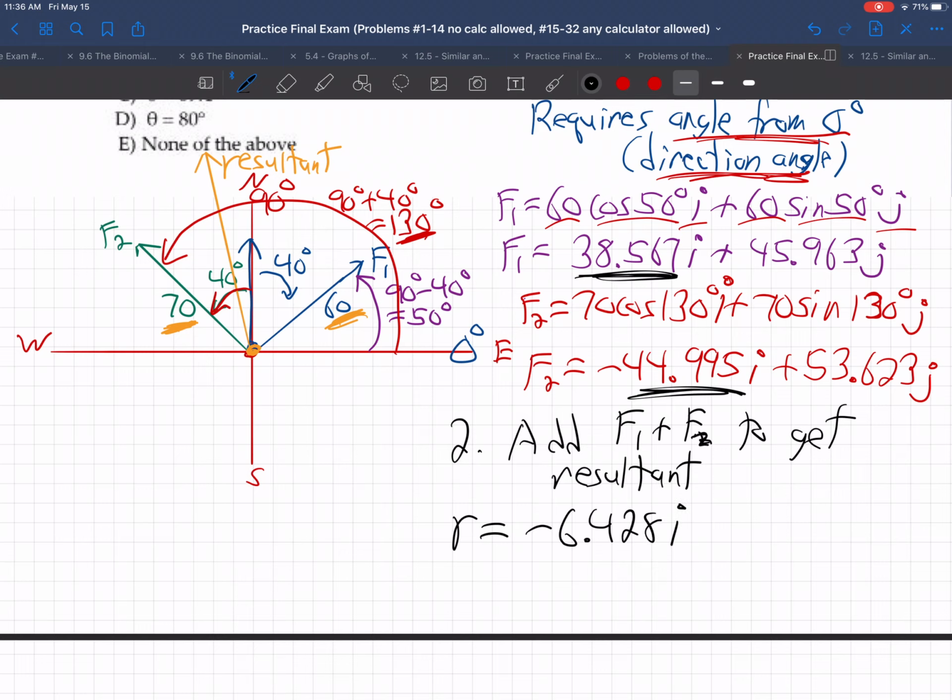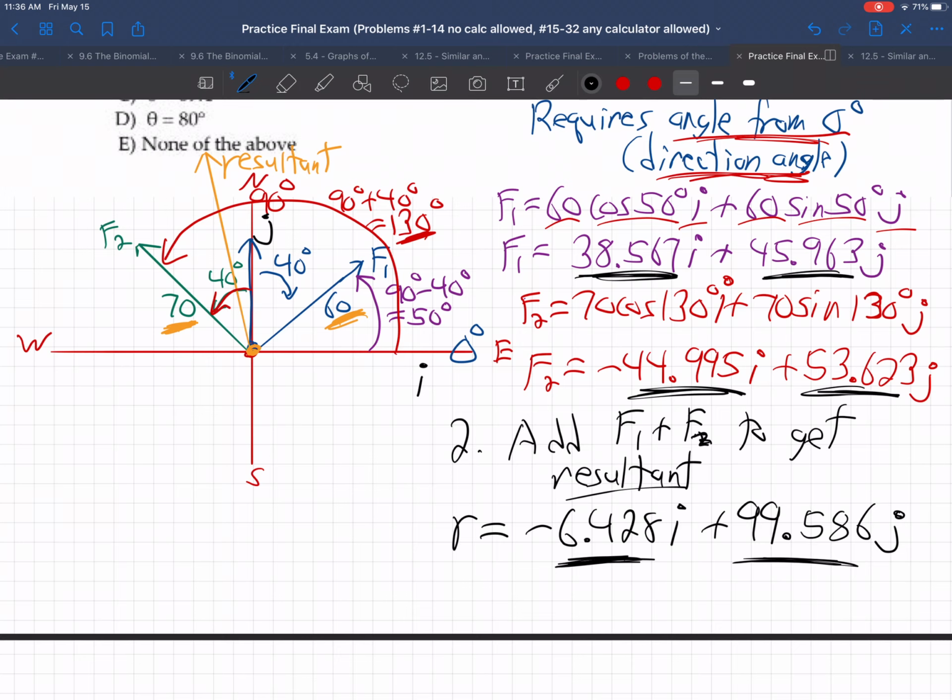I'm getting negative 6.428I, and then add the two J numbers. That number and that number. 45.963 plus 53.623. And I'm getting 99.586J. So there's the resultant vector. And notice how it's a little bit to the left, right? Negative on the I. The I is the x-axis, the right-left. This is the I-axis, this is the J-axis. It's a little bit left and mainly up. See how that fits with the resultant right here? A little bit left, but mainly up. Perfect, just like we thought.